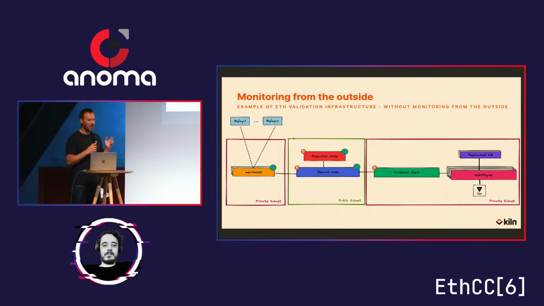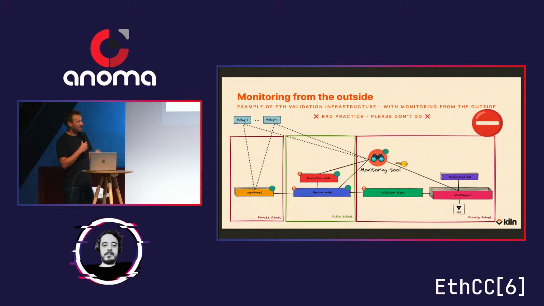but I will focus on monitoring from the outside. So when you want to monitor your node, your validator client, your validator keys from the outside, of course you need a validator infrastructure. And basically, this is an example of validator infrastructure. You have some private subnets, some public subnets. So in private subnet, you have, for example, MEV boost connected to some relays. In public subnets, you have your beacon node, your execution node. And on private subnet, again, you have your validator clients, Web3 signer, a replicated DB for anti-slashing, and a vault where you load your validator keys.